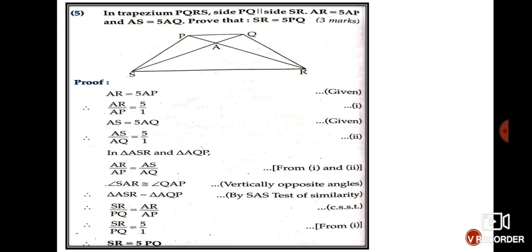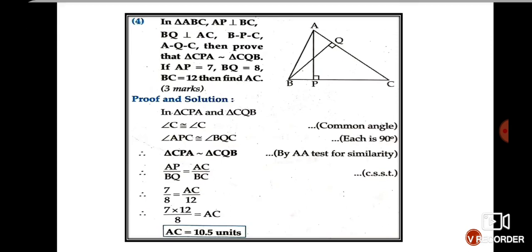Now here what you have to do is, they have given the corresponding sides. We have to find 5 times SR is equal to 5 PQ. Now SR, what they have written here is a corresponding side. SR upon QP is equal to AR upon AP. But you know that AR upon AP is equal to 5 upon 1. Therefore, SR upon PQ is also equal to 5 upon 1. And then you cross multiply, you will get the answer.